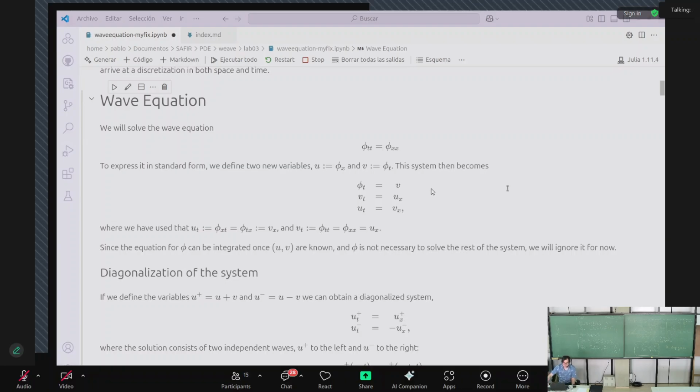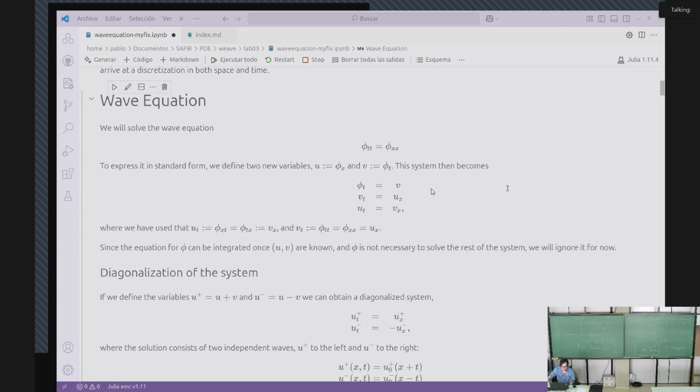Okay, so now we see this system where we have u and v, and the derivative of v is something of the derivative of u, and vice versa. And we realize that we can diagonalize the system and choose some new variables, which we will call u plus and u minus. U plus will be the sum of u and v, and u minus will be the difference between u and v.